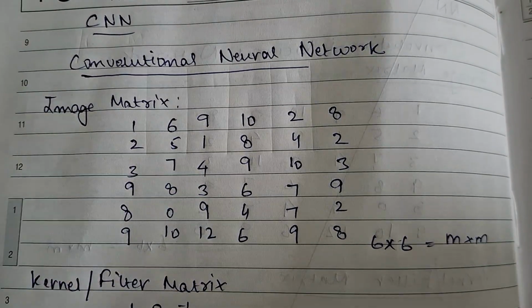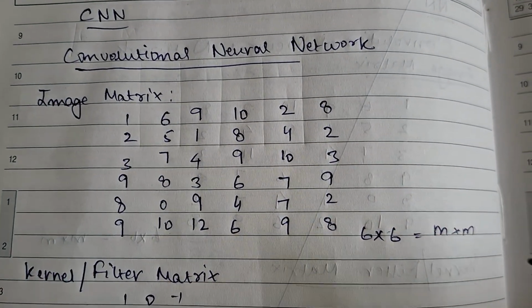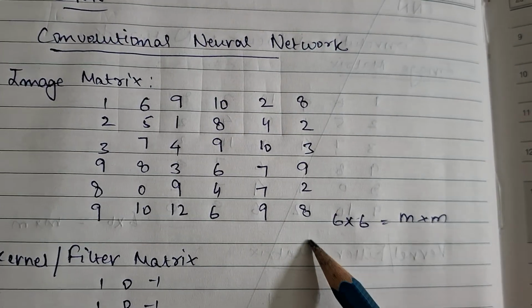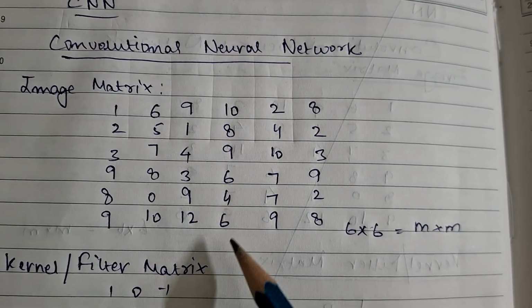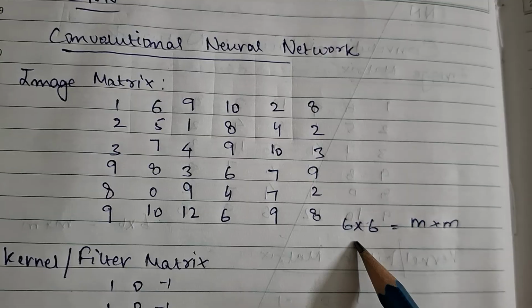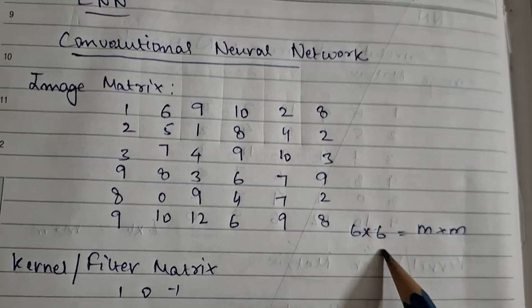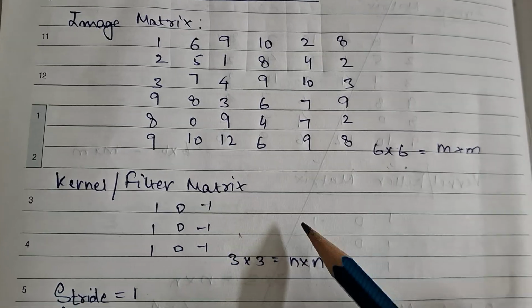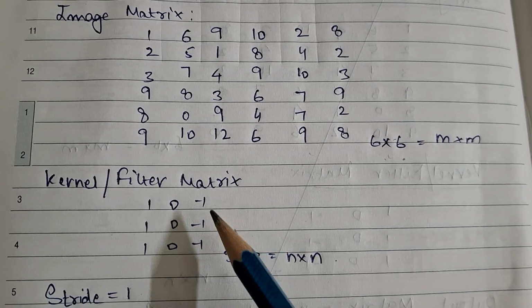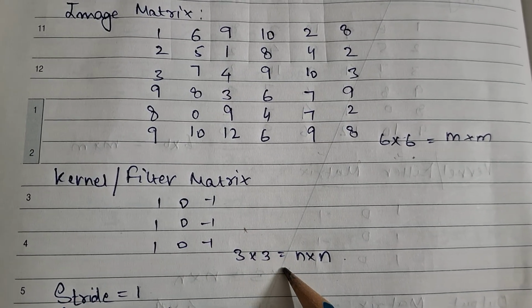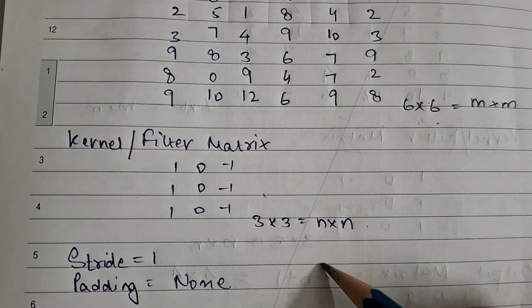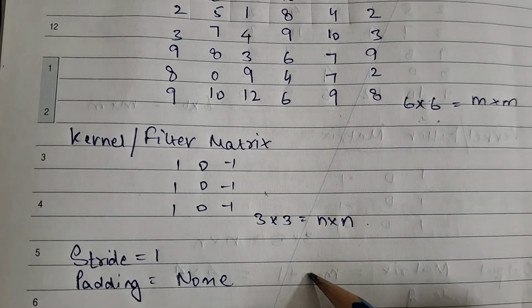CNN, or convolutional neural network. This is a numerical part of CNN in which we have one image matrix. This image matrix is a sample image matrix whose dimension is 6 cross 6, and we have a kernel or a filter which is given to us. Both of these pieces of information are given to us, and this kernel or filter is of 3 cross 3 dimensions. Stride is given to us as 1 and padding given to us is none.